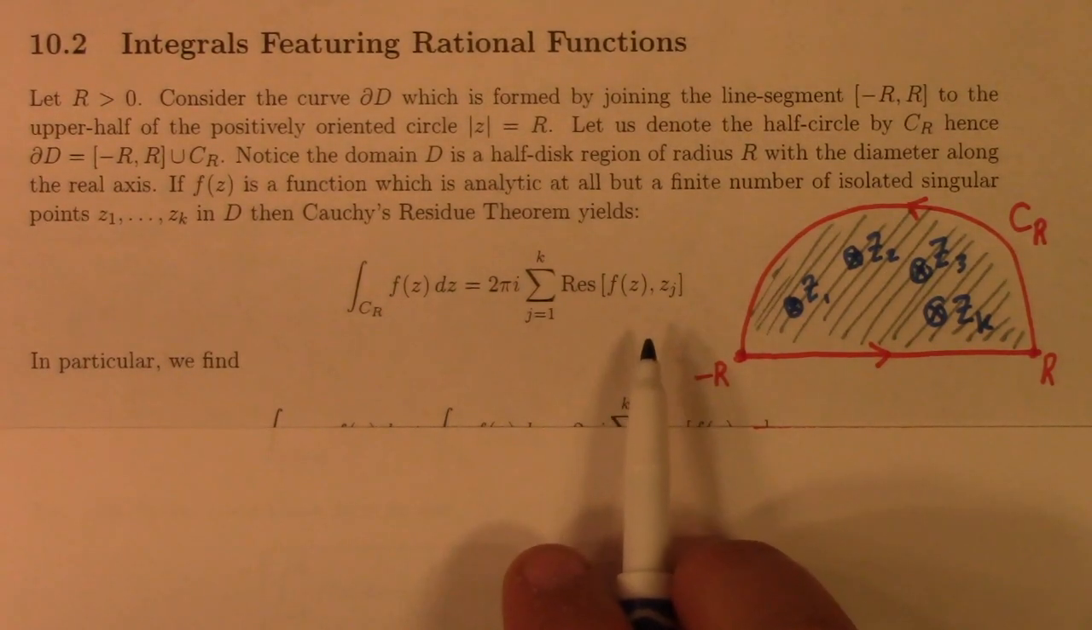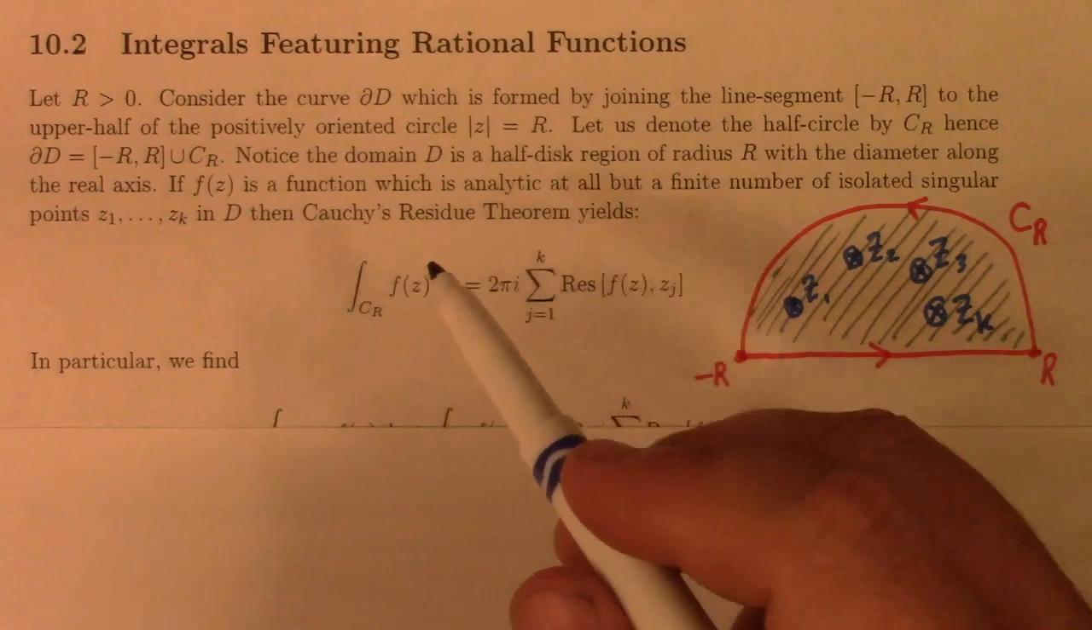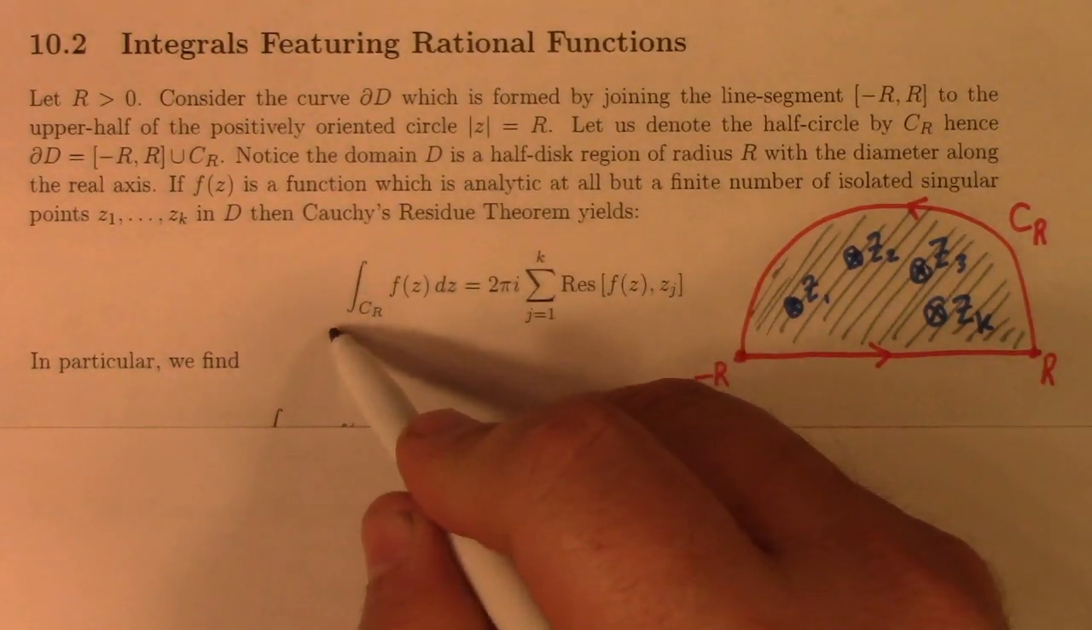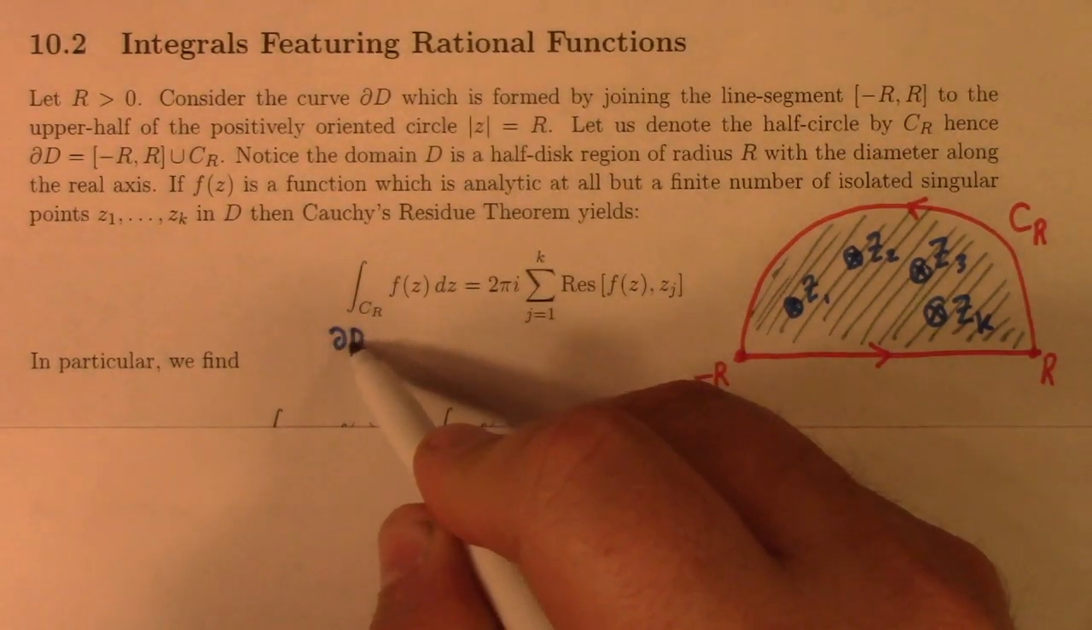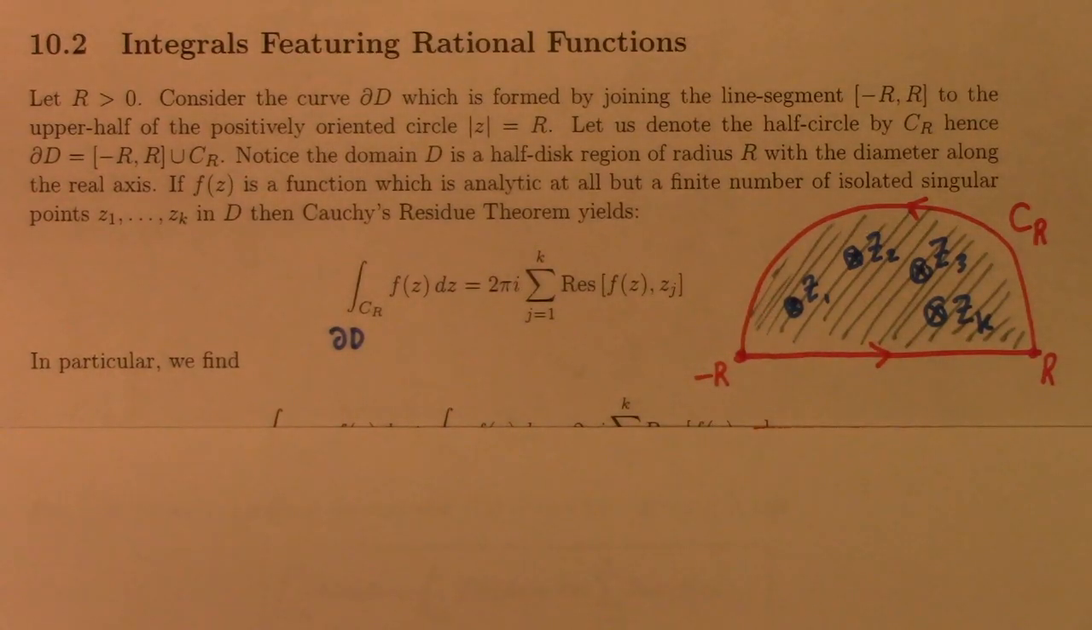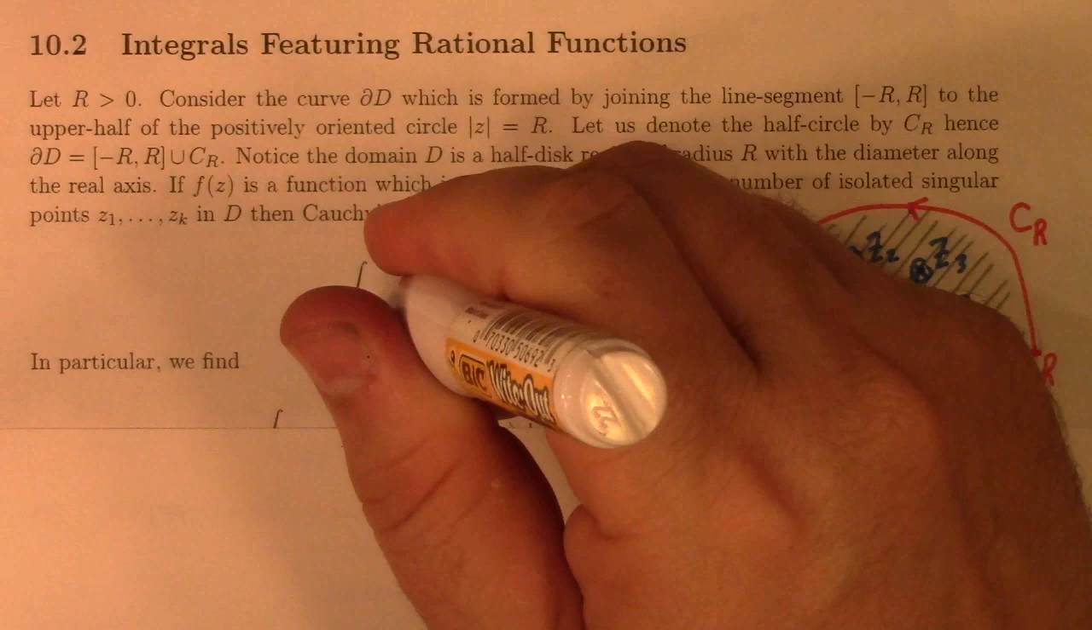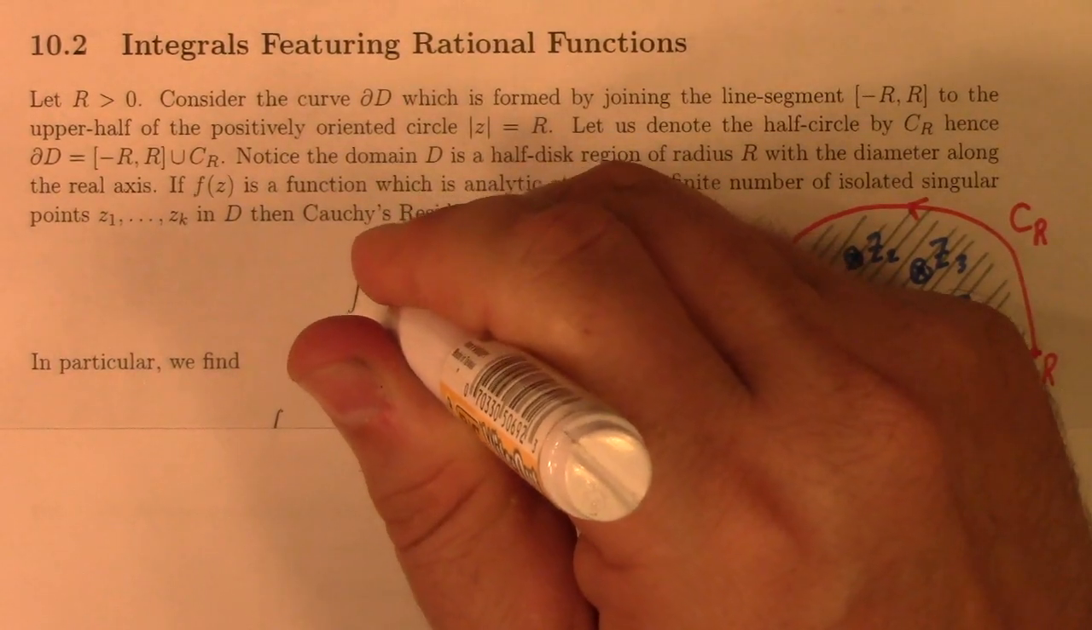Well, this isn't true. Look at that, that's no bueno. That should be the boundary of D. That's what Cauchy's residue theorem says. That's not C R. Dummy wrote these notes. Idiot. I blame the editor.